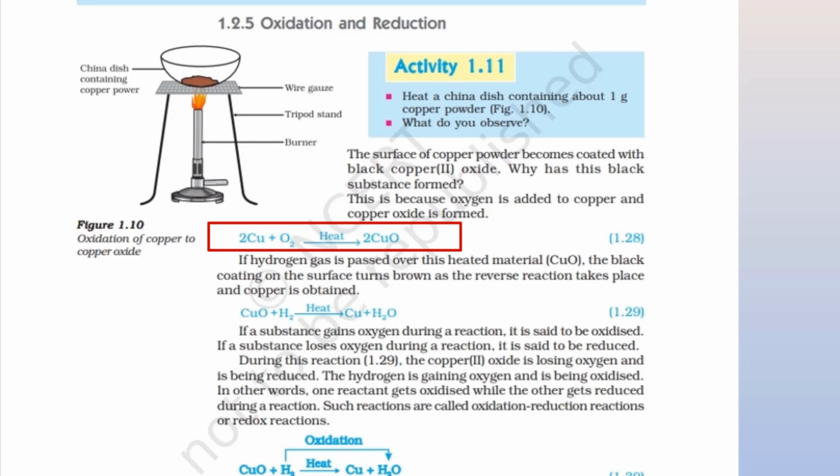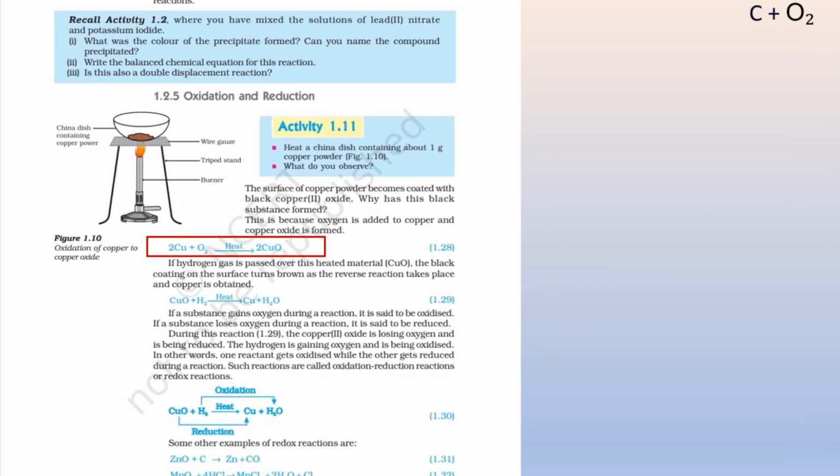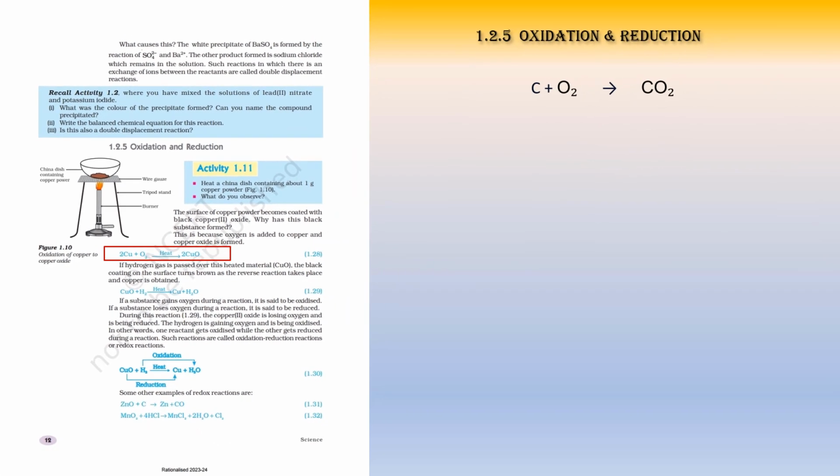Let's take a similar example that we have studied in the earlier modules. Carbon plus oxygen forms carbon dioxide. In both the cases, this is a combination reaction. Carbon and oxygen are the reactants, while carbon dioxide is the product. Let's discuss another example.